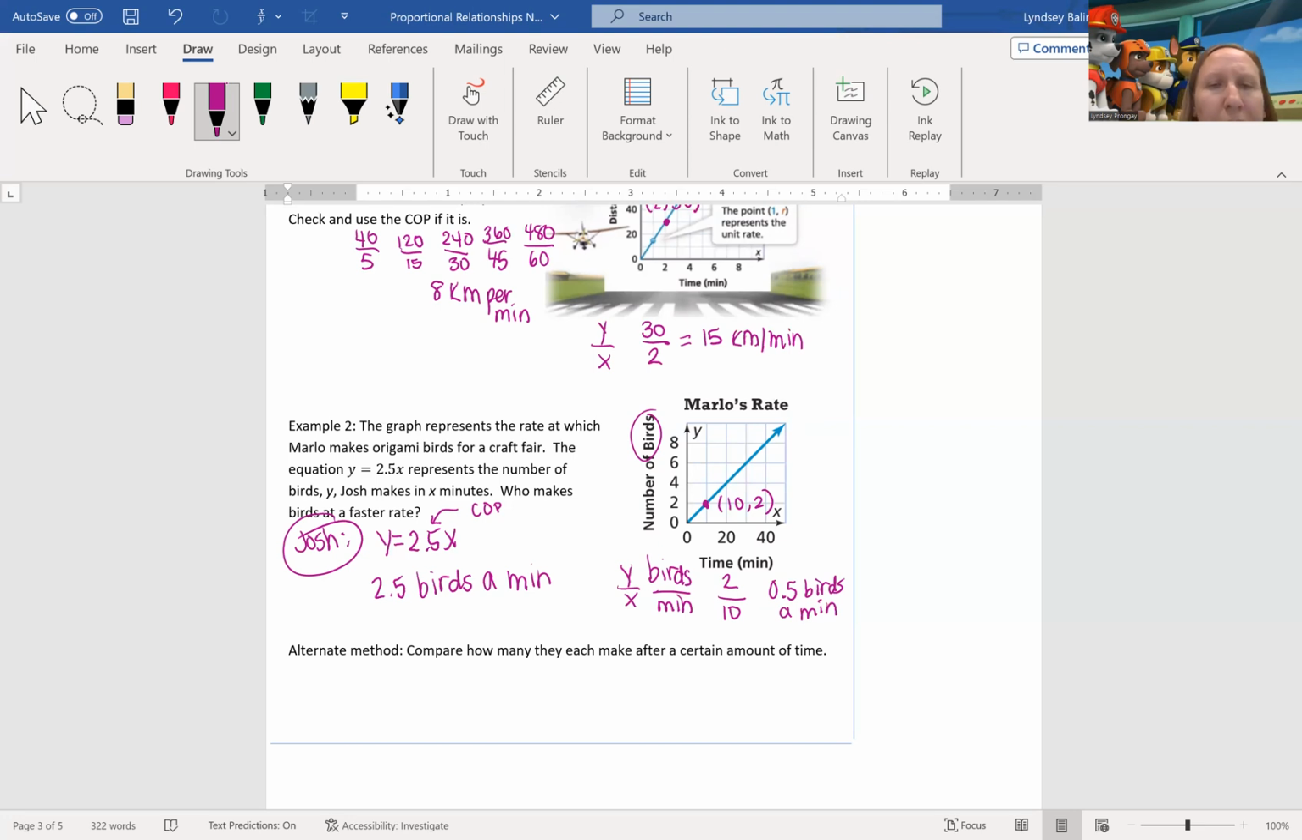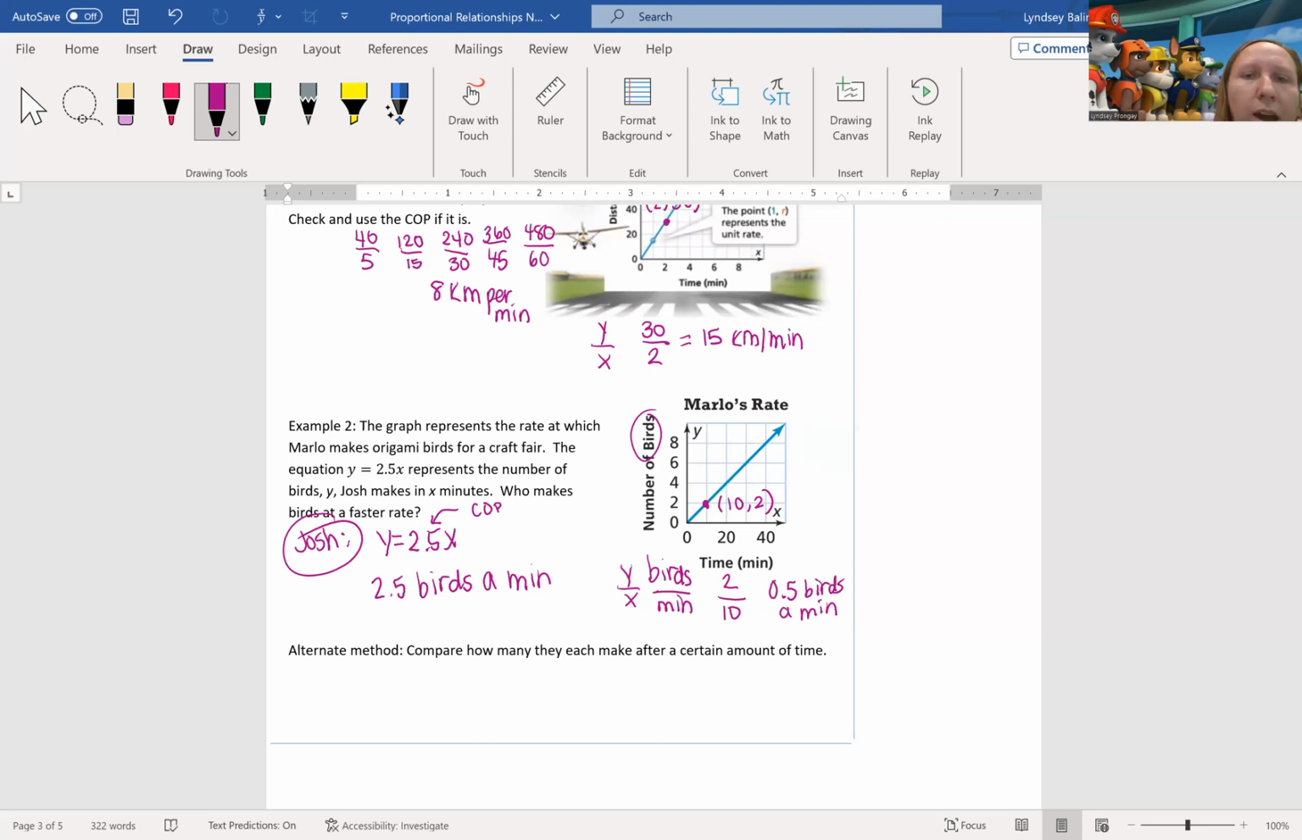Just to show you an alternate method, in these types of questions where it's not specifically asking you to find the constant of proportionality, just asking you to compare two different things, you could also just pick a common time, in this case, since we're talking about minutes, and see how many they would make in that time span.